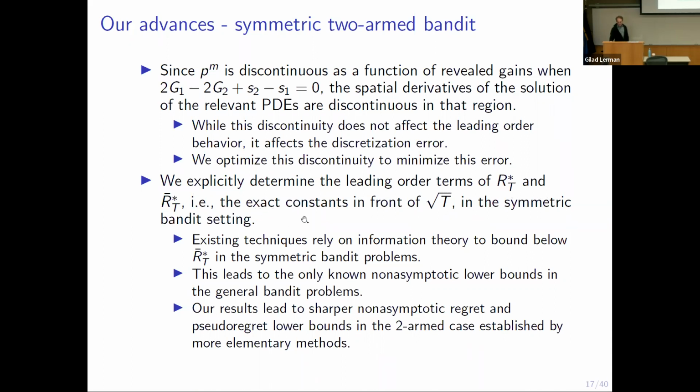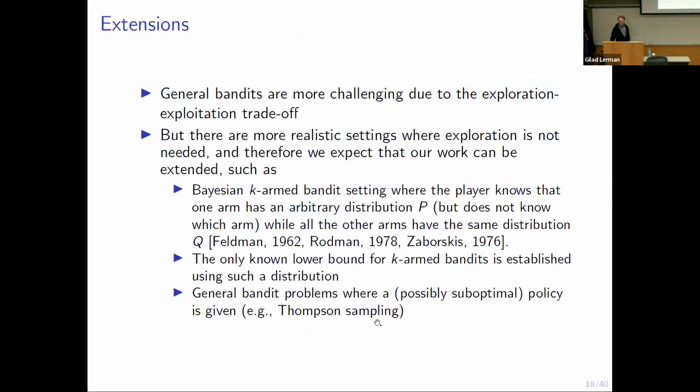The existing techniques rely on non-constructive information theoretic proofs to get the bounds below on the pseudo-regret, and this, as I mentioned before, leads to the only known non-asymptotic lower bound in the general bandit settings. Our results lead to sharper non-asymptotic regret and pseudo-regret lower bounds in the two-armed case, and they're established by very transparent elementary methods, basically undergraduate math. Okay, so extensions.